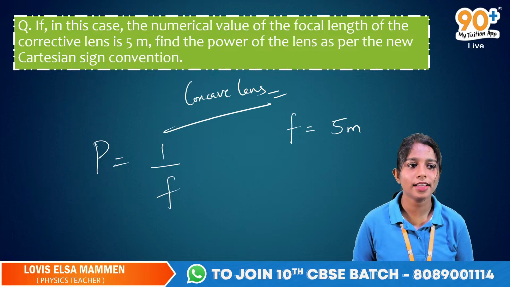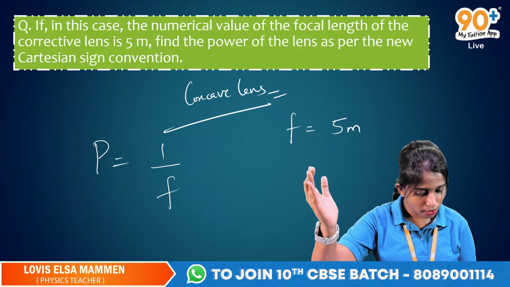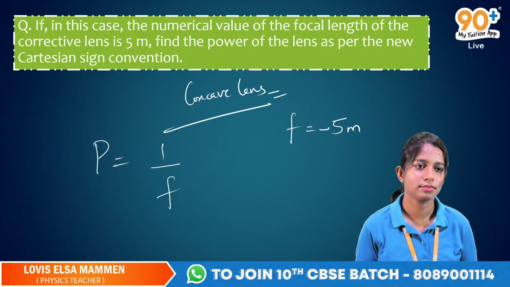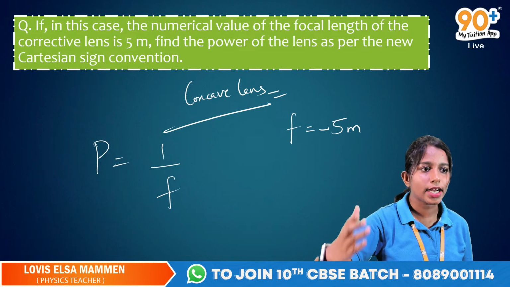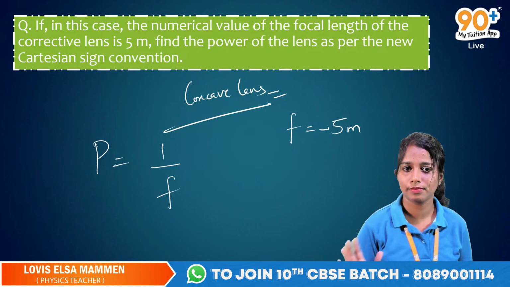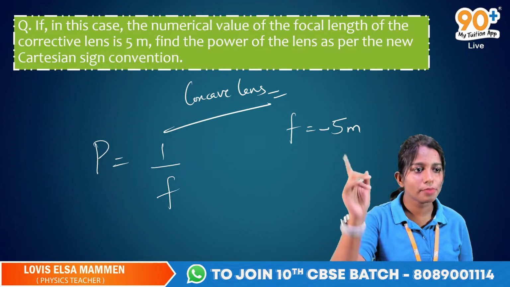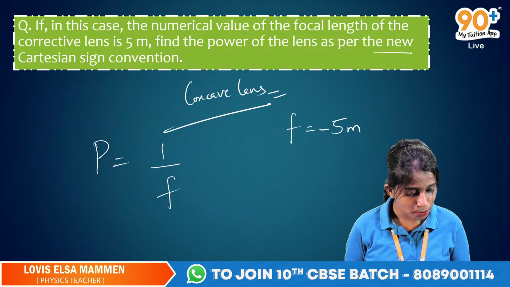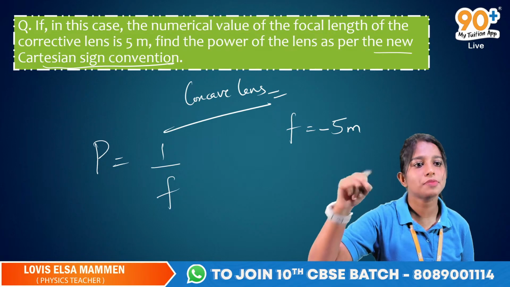It says concave lens. The focal length of a concave lens should always be negative. So according to the Cartesian sign convention, the focal length of the concave lens should be negative. We studied why in the last chapter. Even if the question gives it this way, it says to use the new Cartesian sign convention. So it should be -5 meters.